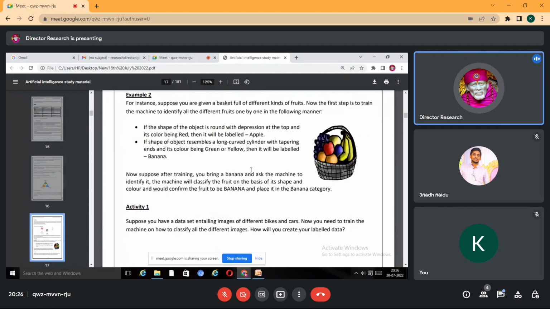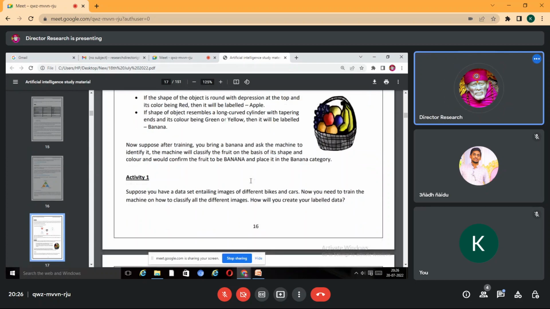For instance, suppose that given a basket of different kinds of fruits, the first step is to train the machine to identify all different types of fruits one by one in the following manner. If it's round with a depression at the top and its color is red, then it will be labeled as apple. If the shape of the object resembles a long curved cylinder with tapering ends and its color is green or yellow, then it will be labeled as banana.